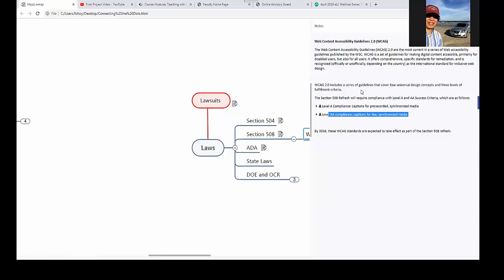Okay, so if there's any lawsuit, for example, usually people would look into the level AA compliance to see whether they would proceed with the investigation or with the lawsuit. Okay, so by 2016, the standard is expected to take effect. As a matter of fact, as we are talking, guideline 2.1 is already in progress. So don't be surprised when everything is done, 2.1 is already in effect.